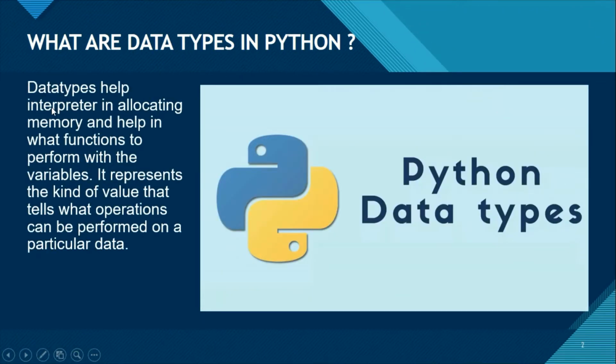Data types help the interpreter in allocating memory and help in deciding what functions to perform with the variables. This says that data types help the interpreter, which is the Python interpreter, in allocating memory. They help in how much memory to give and where to store, and help in what functions to perform with the variables.